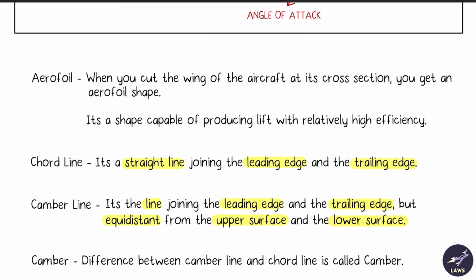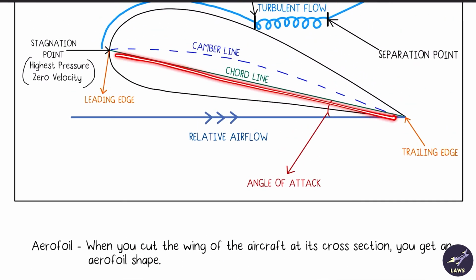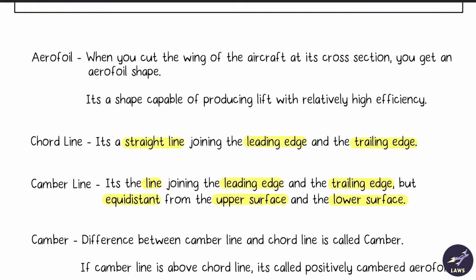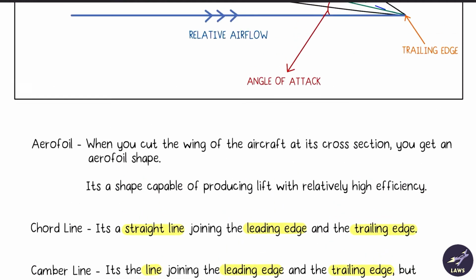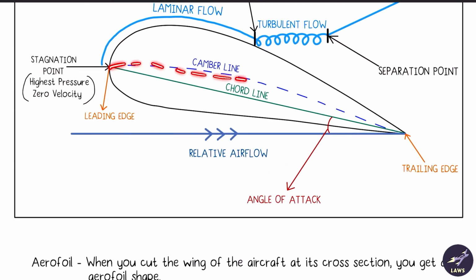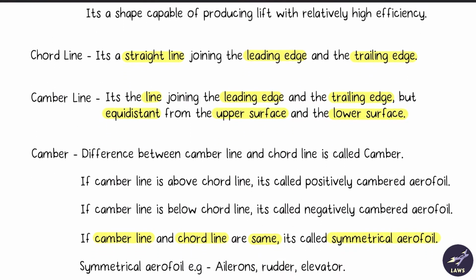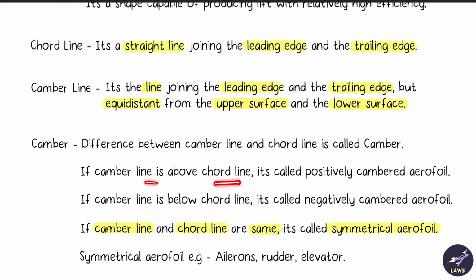Chord line, as I said, is a straight line joining the leading edge and the trailing edge. Camber line is a line joining the leading edge and the trailing edge, but it is equidistant from the upper and lower surface. So basically it divides the aerofoil into two equal parts. If the camber line is above the chord line, as I said, it is a positively cambered aerofoil. If it is below the chord line, it's called a negatively cambered aerofoil. If camber line and chord line are the same, then it is called a symmetrical aerofoil.